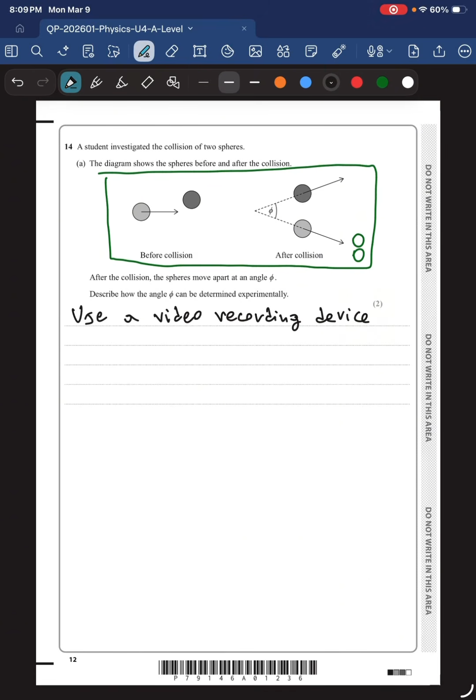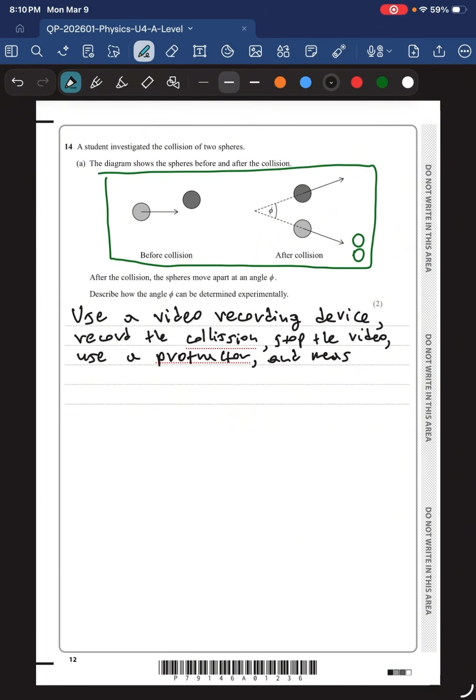device. Actually, record the video first, right? Record the collision. Stop the video. Use a protractor and measure phi. And that's the answer. And as I said, if you use a cell phone, put it vertically on top.